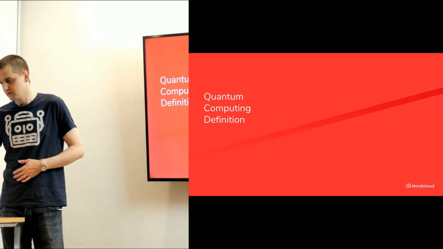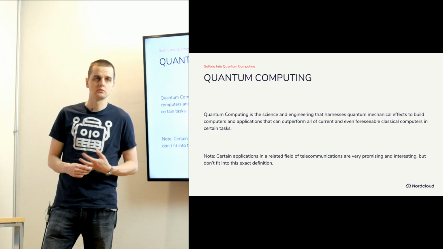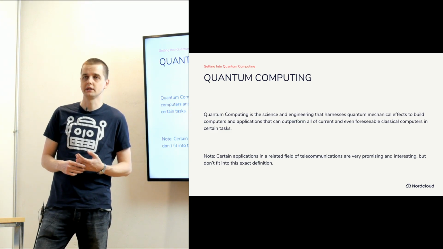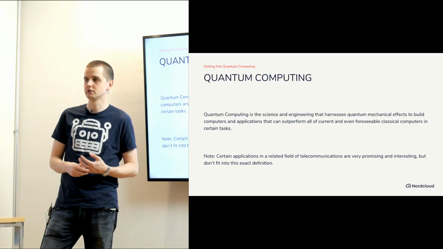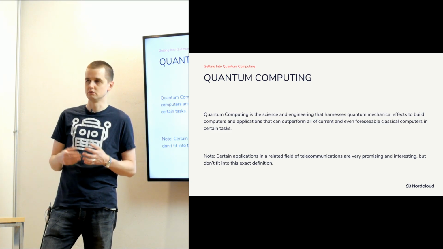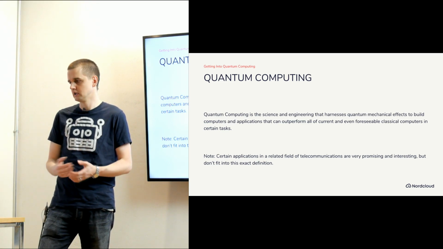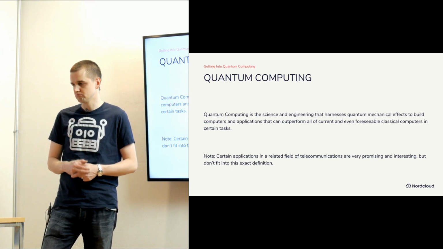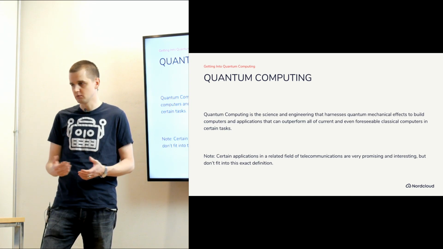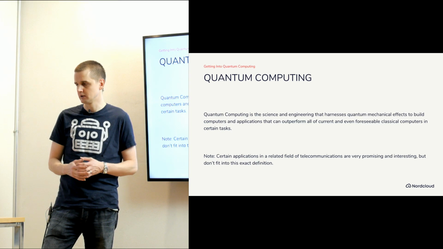So, the definition. Basically, when we talk about quantum computing, we talk about building devices and applications for those devices that utilize quantum mechanical effects to do such computation that would not be possible on an ordinary computer. Sort of understandable, but like mentioned, it has those three parts that need further explanation.